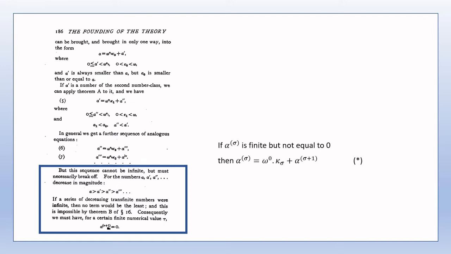If alpha sigma is finite but not equal to 0, then alpha sigma can be written as alpha sigma equals omega to the power of 0 times kappa sigma plus alpha sigma plus 1, where by section 18, theorem B part A, omega to the power of 0 is equal to 1, kappa sigma is equal to alpha sigma, and alpha sigma plus 1 is equal to 0. So alpha tau plus 1 is equal to 0 for tau plus 1 greater than or equal to sigma plus 1. Note that star is not an application of theorem A from section 19, since alpha sigma is not of the second number class, but nevertheless star still holds.